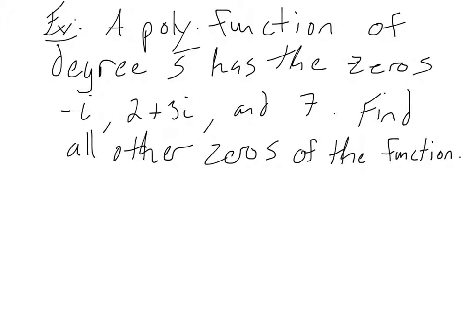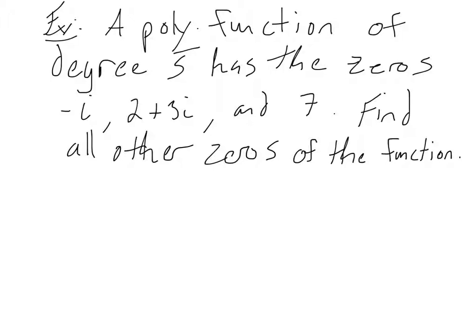Using the theorems that we've seen so far, which were the fundamental theorem of algebra that says that a polynomial function of degree n has to have n complex solutions, and also the complex conjugate theorem, which says that any complex solution of a polynomial has to have its conjugate also be a solution. So using those, how can we determine the other solutions to this?